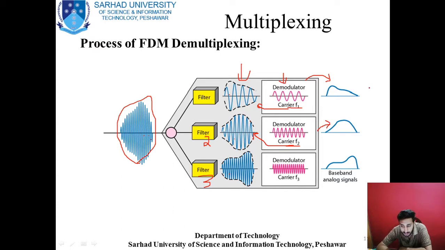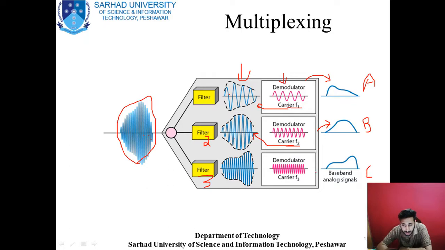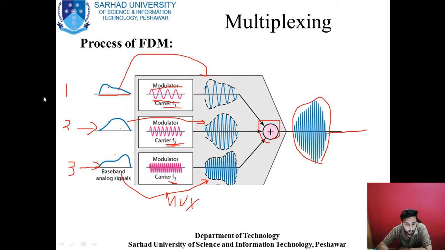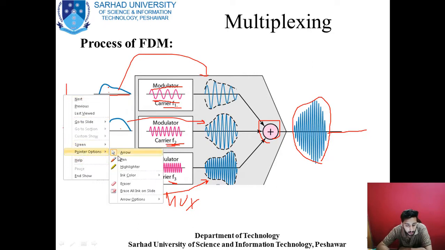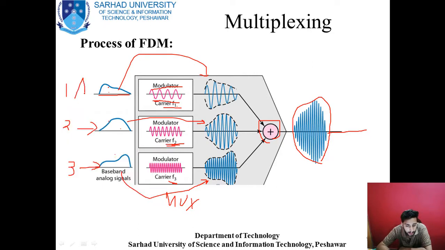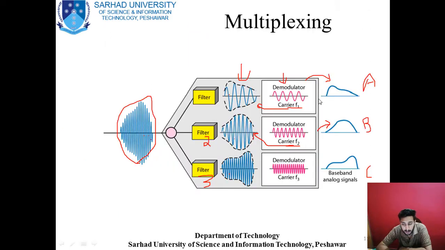And let's say these are users A, B, and C. Let me show you. Let's say 1 wanted to transmit the signal to A, and 2 wanted to transmit its signal to B, and 3 wanted to transmit its signal to C. So by using this combination of multiplexing and demultiplexing, this process can be achieved very easily.